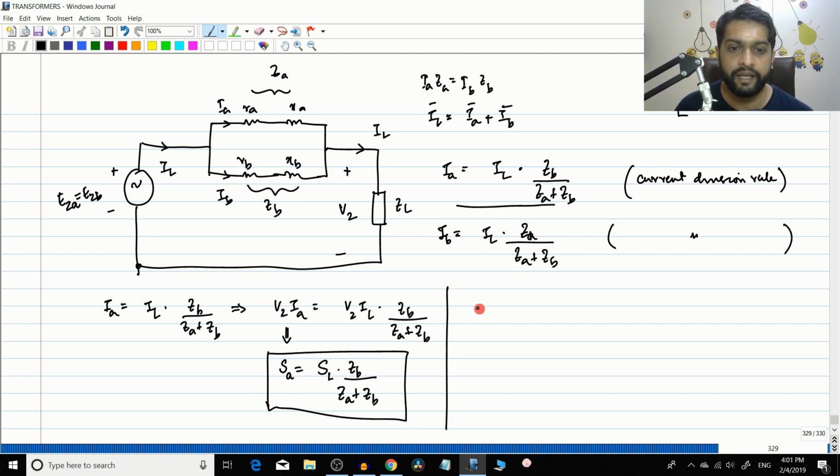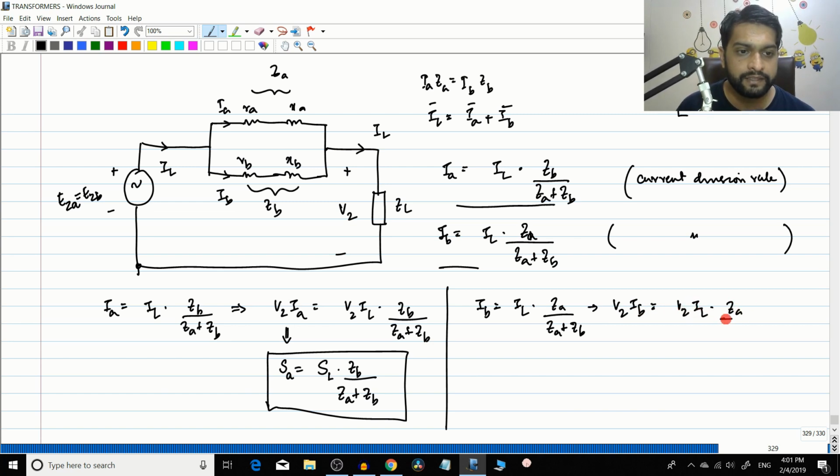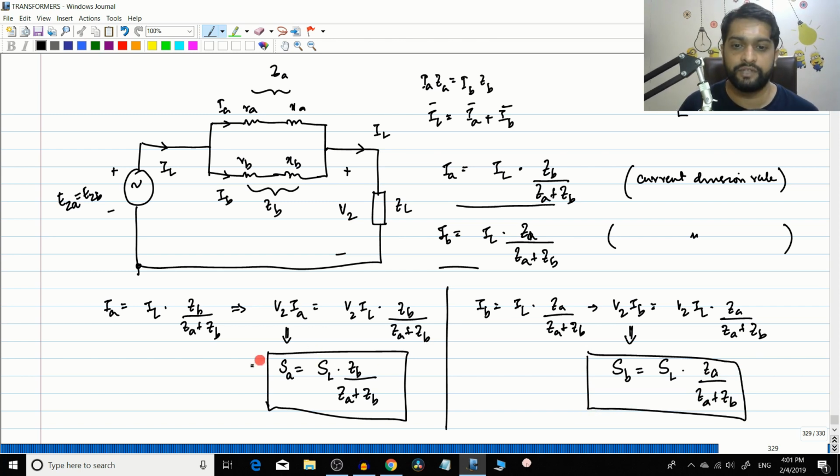Now let us take this equation here. IB is equal to IL into ZA divided by ZA plus ZB. Here also I will multiply both sides by V2. So V2 into IB will be equal to V2 into IL multiplied by ZA divided by ZA plus ZB. V2 into IB will be the apparent power rating of the second transformer, so this is SB. And V2 into IL is the apparent power of the load, multiplied by ZA divided by ZA plus ZB. So this is very similar to the current division rule. This is used to find the apparent power supplied by individual transformers.